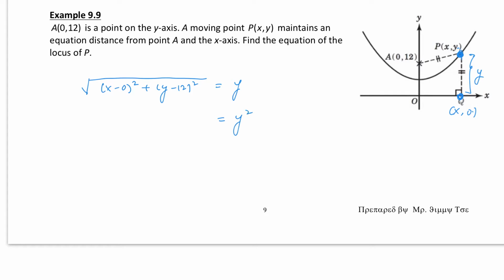Take the square on both sides and then expand the left hand side: y squared minus 24y plus 144. Then add 24y on both sides and then minus y squared on both sides. So x squared plus 144 equals 24y, so y is equal to 1 over 24 times x squared plus 144. This is a quadratic equation, and so the shape of the locus is a parabola.